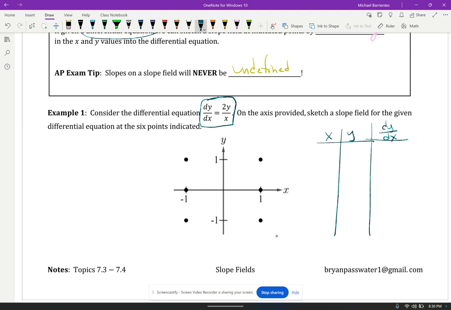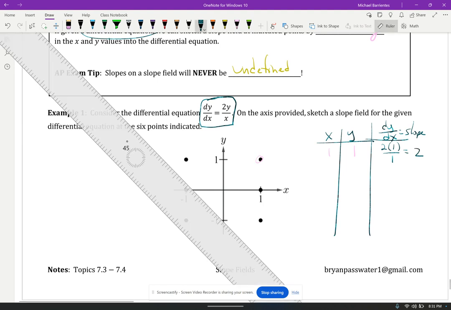So we'll start with this one right here. At this point, my x coordinate is 1, my y coordinate is 1. But now I'm going to use this formula over here that says multiply 2 times your y value divided by your x value, and that's going to give you 2. So what does that mean? That means that I'm going to draw a little line segment that has a slope, because this is what this is, that has a slope of 2.